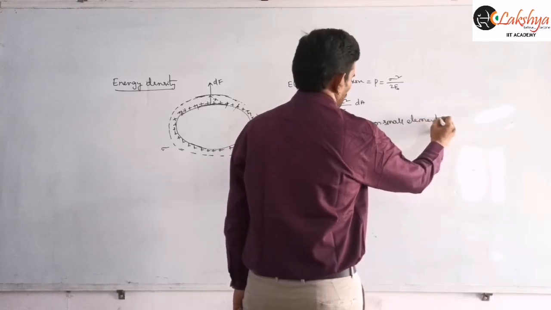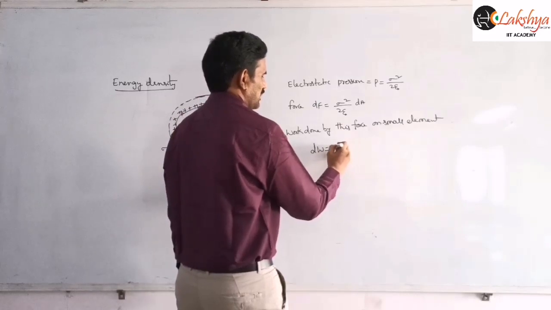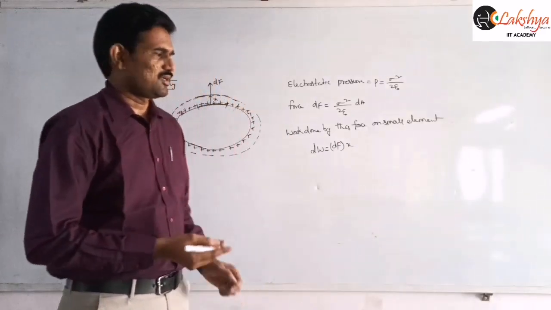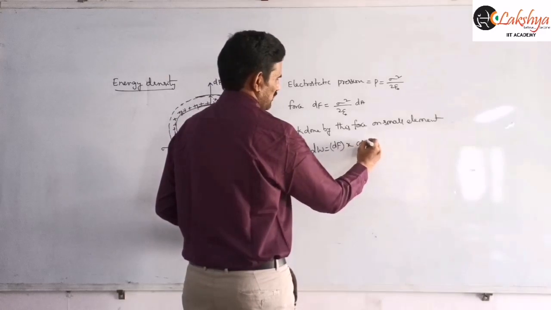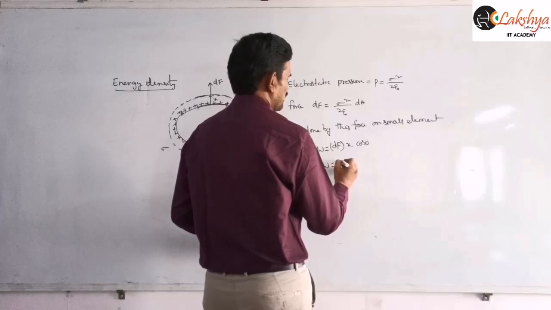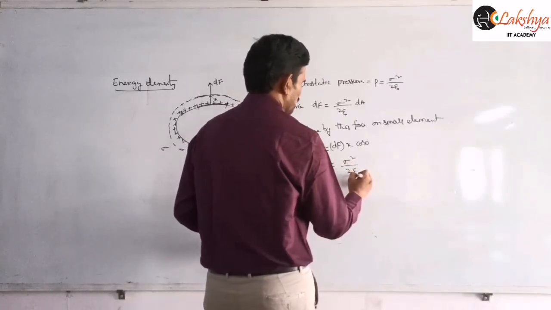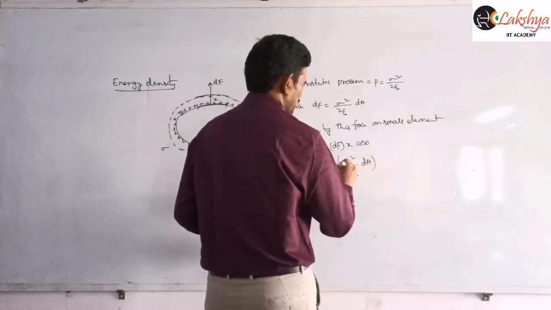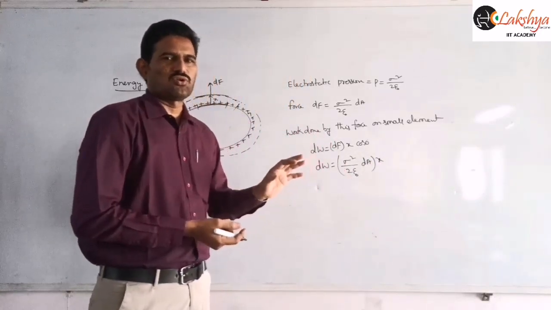So dW is equal to dF into x, where x is the displacement of that small element. As both are in the same direction, the angle between them is cos 0, as in the formula F s cos theta. So this amount of work done is sigma square by 2 epsilon naught into dA, this is our force, into x. And this amount of work done will be stored as energy in that space.